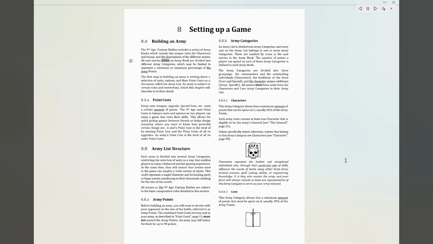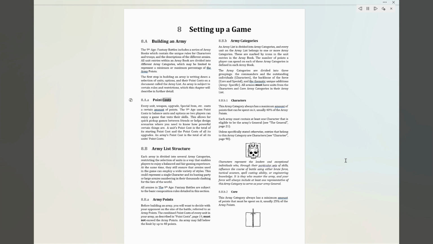All unit entries within an army book are divided into different army categories, which may be limited to represent a minimum or maximum percentage of the army points. The first step in building an army is writing down a selection of units, options, and their point costs on a document called the army list. An army is subject to certain rules and restrictions, which this chapter will describe in further detail.